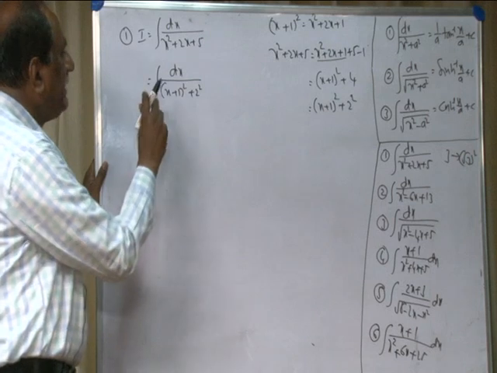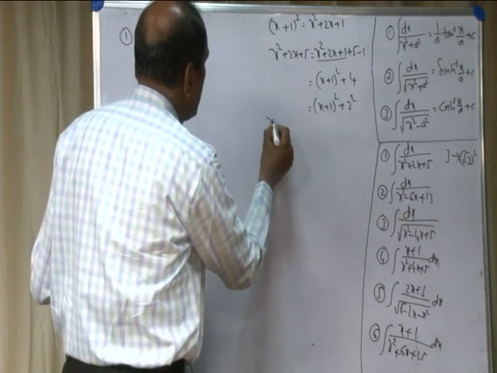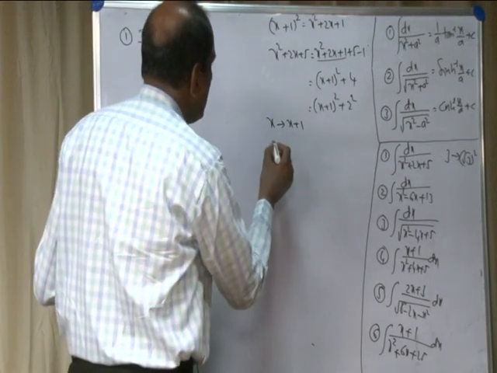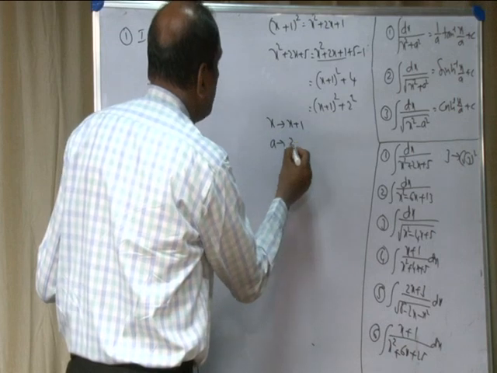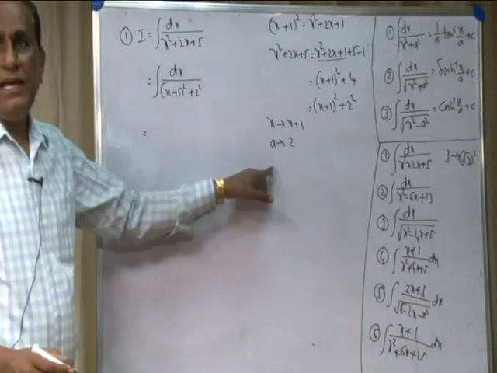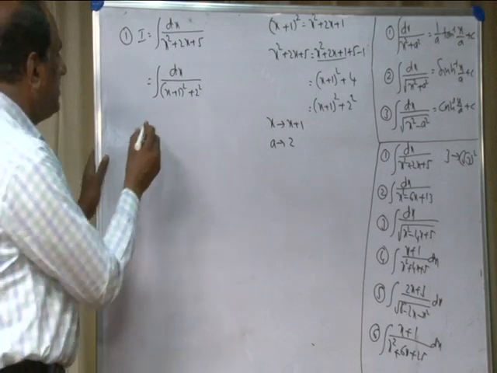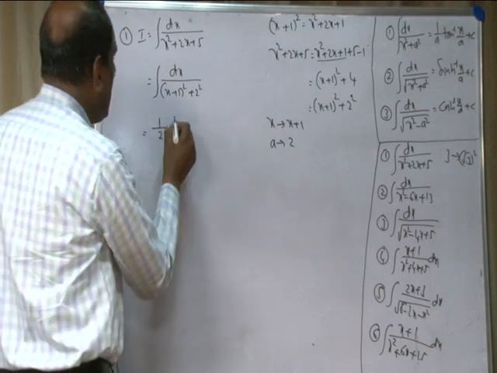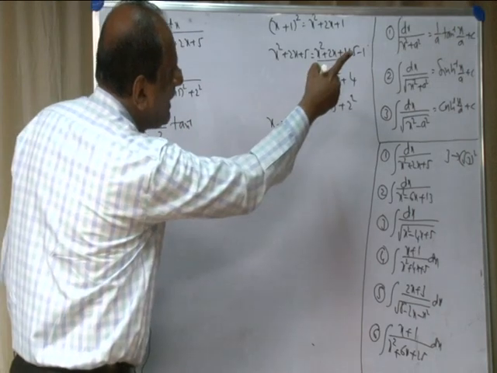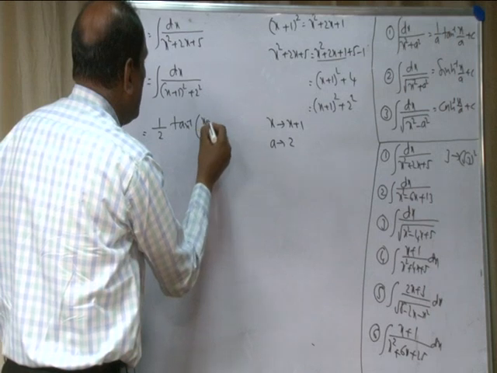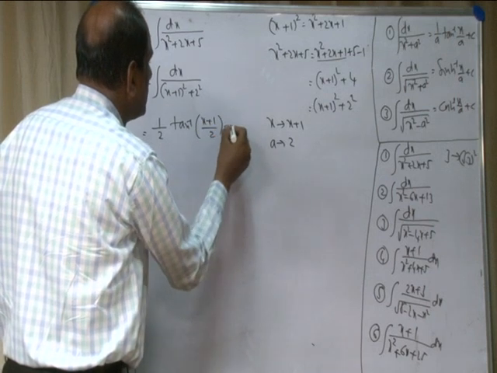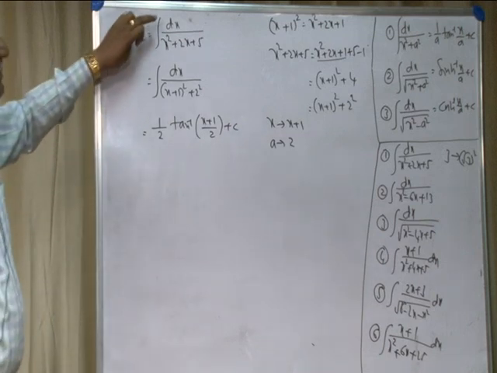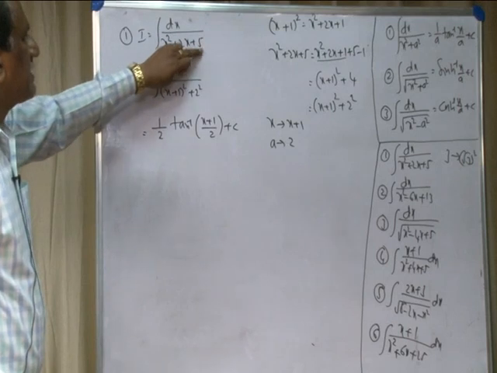See here, what is there in the place of x? x plus 1. What is there in the place of a? 2. Now substitute x and a in the formula, that is 1 by a. What is a? a is 2, 1 by a tan inverse x by a, x is x plus 1, by a is 2, so plus c. So this is the procedure to work out the integral of the type dx by x square plus 2x plus 5.